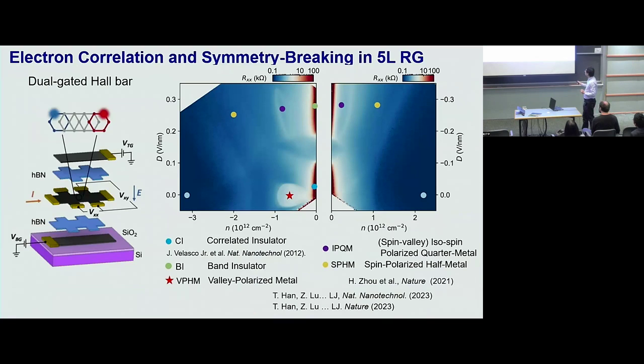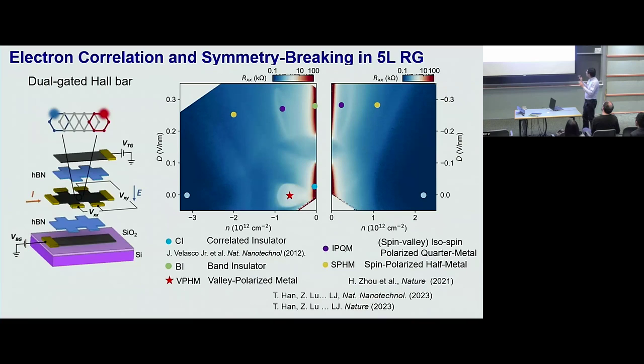And then you can do two things. One is to keep it at charge neutral and increase the displacement field by gate. You see, you get out of this correlated insulator region, you get into some metal, and then possibly the band insulator, because when the potential is big enough, that's going to dominate over everything. Right? You have this transition.